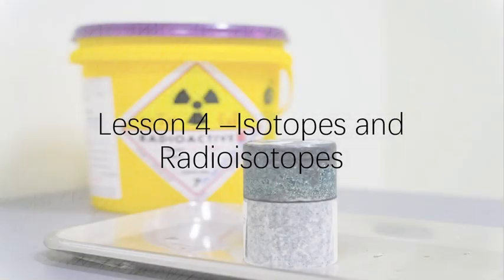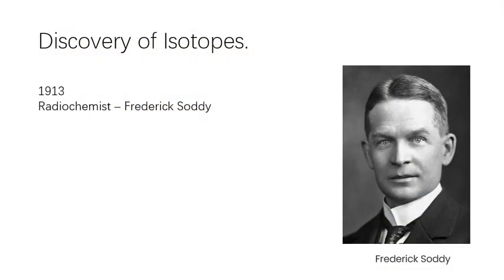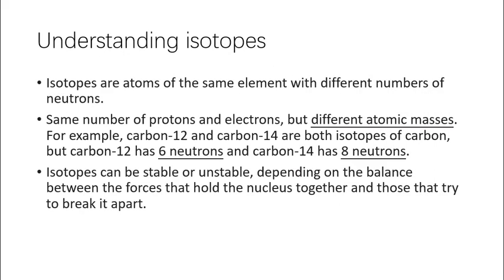In this lesson, we're going to talk about isotopes and radioisotopes. In the early 20th century, the discovery of isotopes revolutionized the field of chemistry and physics, and the term isotope was first used in 1913 by Frederick Soddy, a British radiochemist who realized that certain elements had atoms with different numbers of neutrons. The term isotopes means the same element with the same proton and electron number, but different number of neutrons, resulting in different atomic masses.